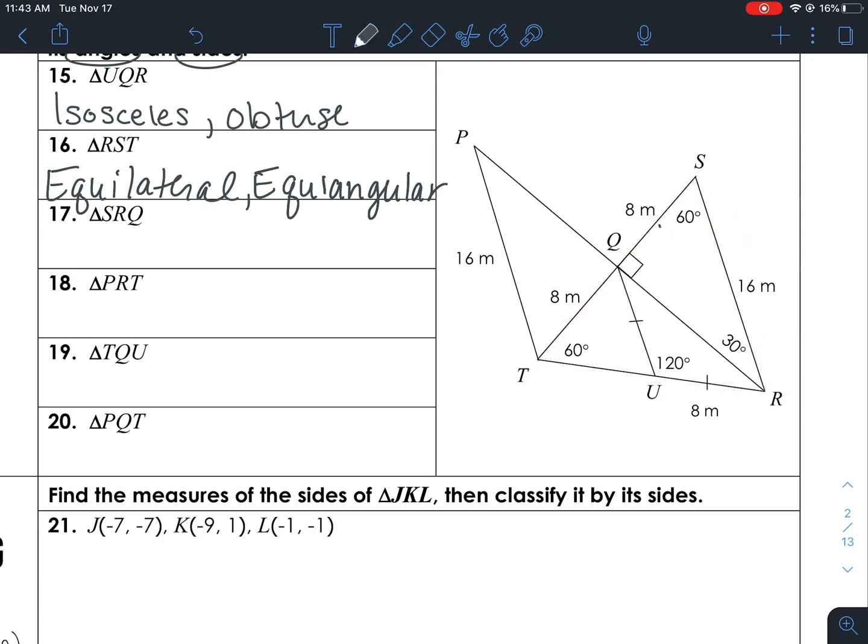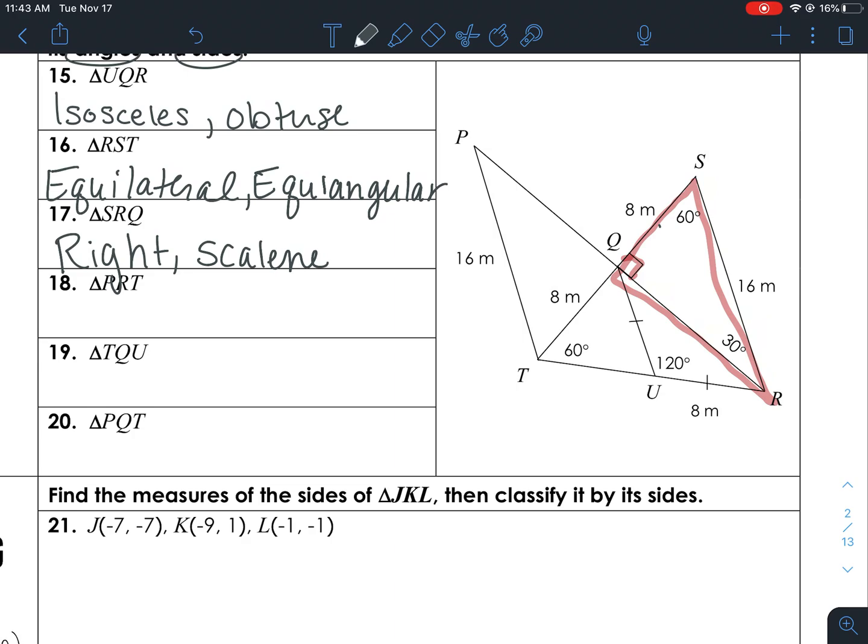All right. Last one we're going to do here, SRQ. So here's S to R to Q. We have our right angle right there, so that's going to be a right triangle. And we have an 8 and a 16, which means we are going to have a scalene.